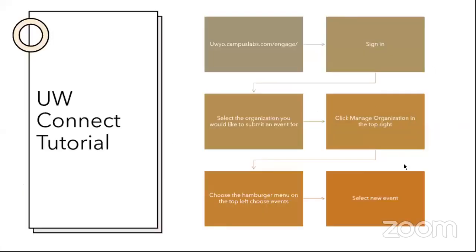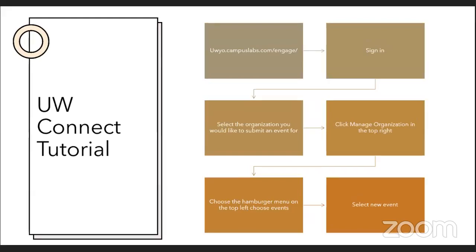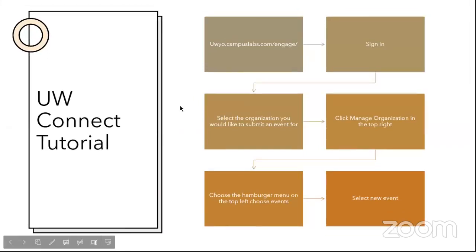So to get started, I'm gonna run through some of the first steps, and then I'll have some screenshots that maybe help make this a little bit more clear. You're gonna go to the UW Connect website, which is on the top there, uio.campuslabs.com/engage, and you're gonna sign in using your UW account. Then you'll select the organization you would like to submit an event for if you're a member of multiple student organizations. You'll click Manage Organization and you'll choose the hamburger menu, and you'll select a new event.